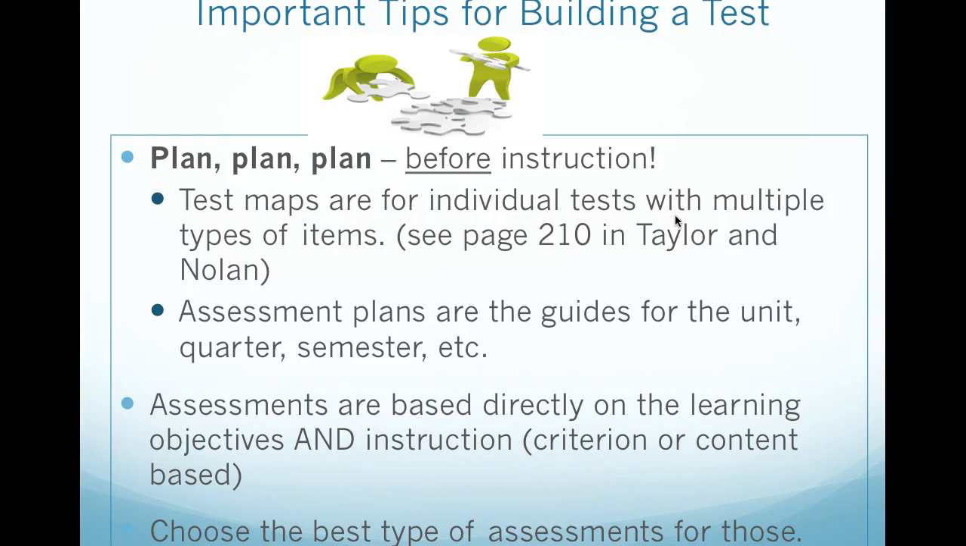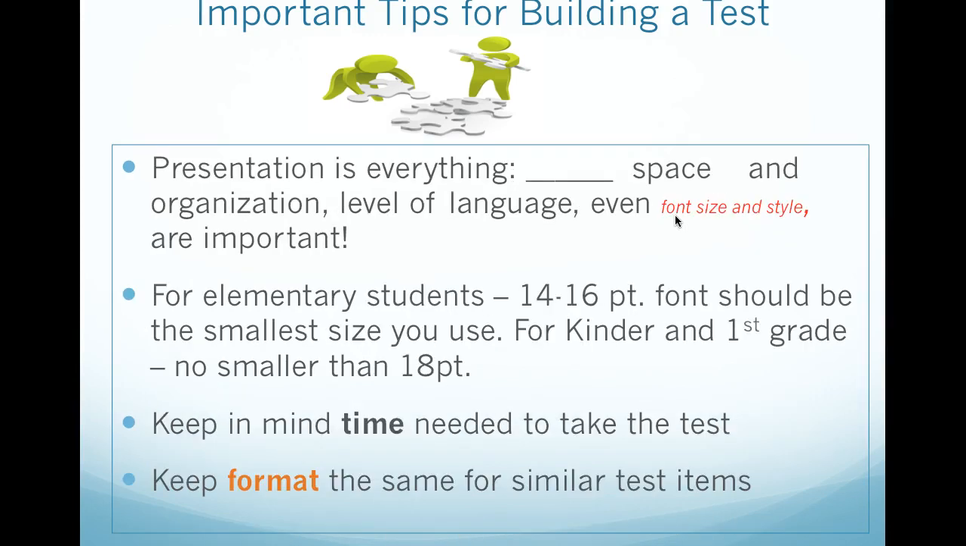Like your culminating performance tasks are for the entire unit, but there are also assessments along the way. We talked about formative and summative, but they are all very specific types of assessments that you're going to create now. They're based directly on the learning objectives and your instruction. Criterion or content-based, and criterion or content-based just means what the material is that you're actually teaching. And you're going to choose the best type of assessments to use for what you're teaching.